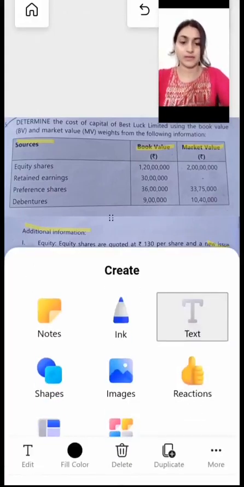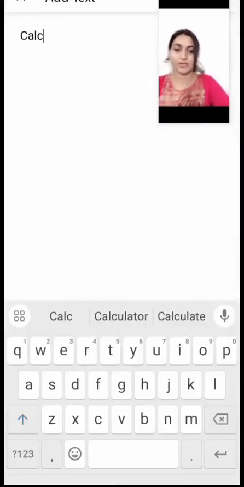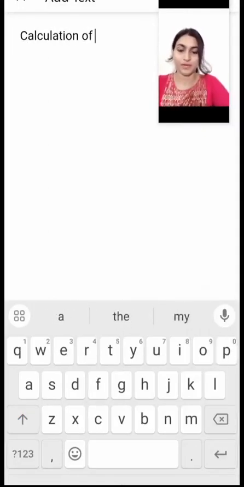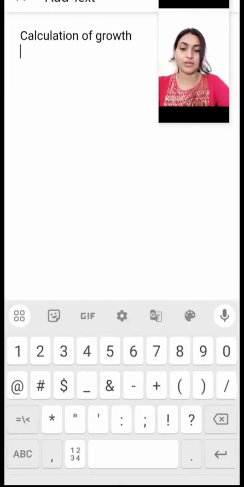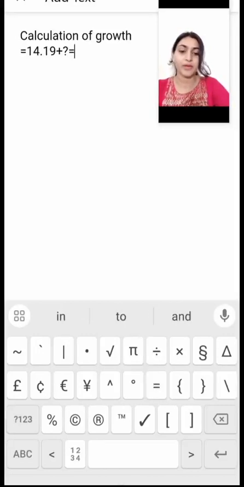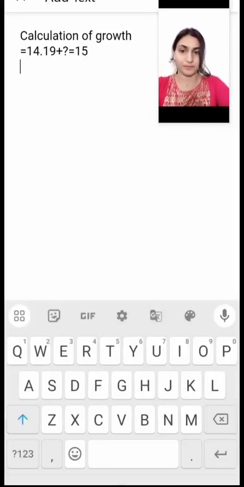So let's calculate it. Calculation of growth. Okay, so how will you calculate the growth? They have already given last year they have paid 14.19, plus how much percentage will give you 15 as the current dividend. So we should find out.